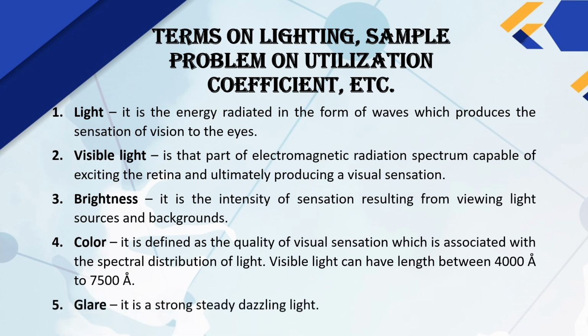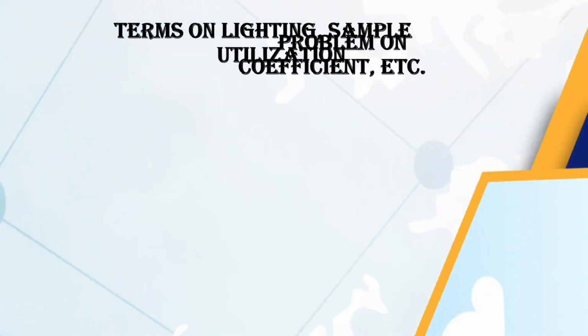Fifth, glare. It is a strong, steady, dazzling light. This is an intense and uncomfortable light that can be blinding or distracting. It often results from bright sources of light, making it difficult to see properly. Glare can come from sunlight, headlights, or reflections, and it can affect visibility and comfort.